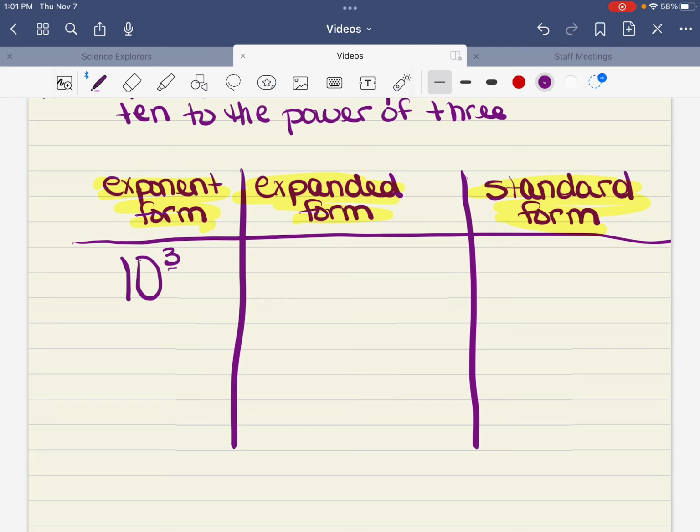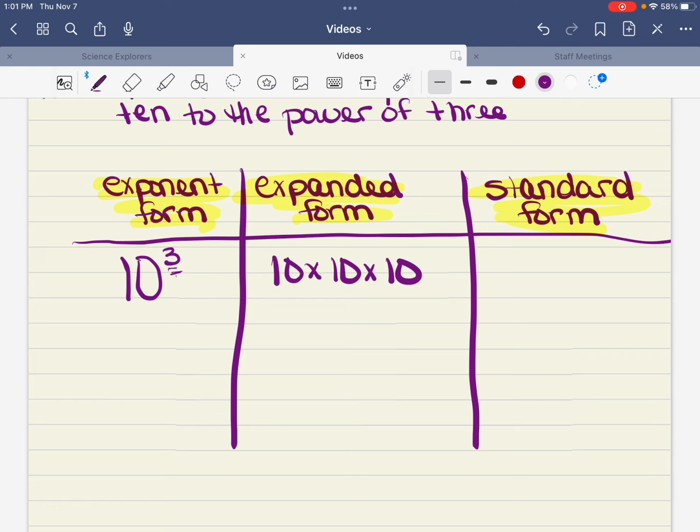But in expanded form, this shows repeated multiplication. So what this is telling us is that we have 3 tens that we're going to multiply together. So 10 times 10 times 10, 3 tens. The exponent tells us how many of the base we're going to be using. So since our exponent is 3, it tells us we're going to multiply 10 3 times.